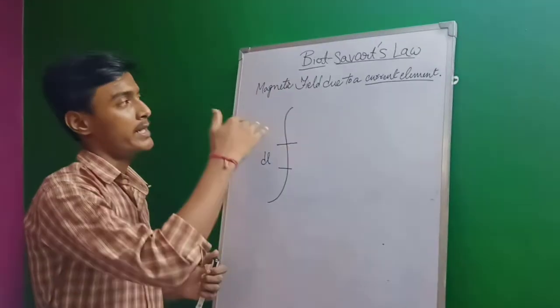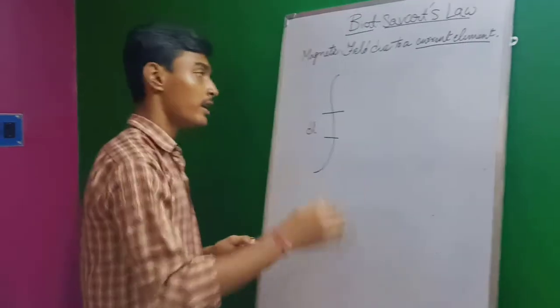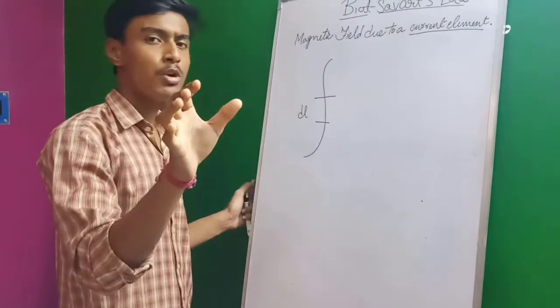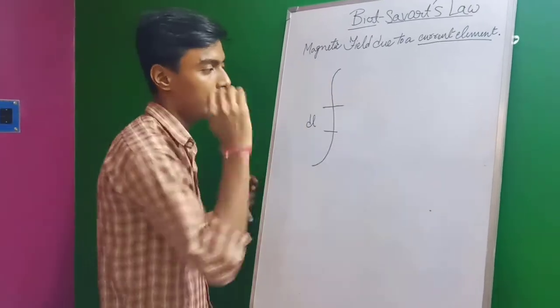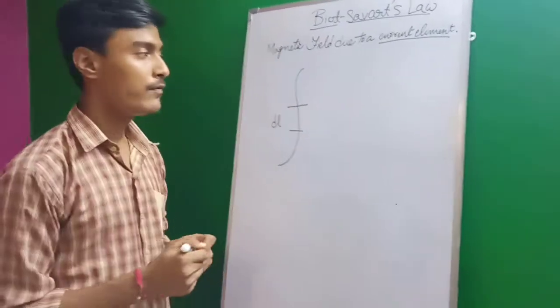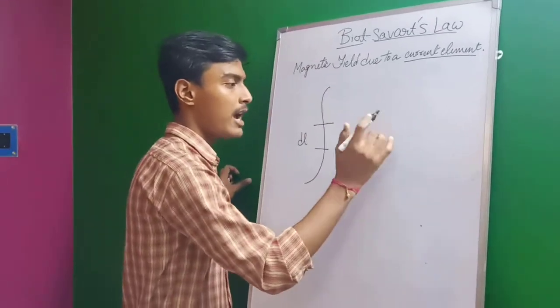I am going to find the magnetic field due to a current element. What is a current element? In this wire, if we cut a very small portion, this much portion, it is known as a current element. The length of this small portion is dl.